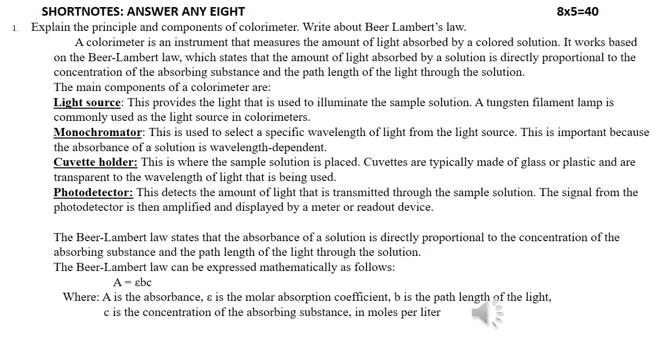Epsilon is the molar absorption coefficient, which is a property of the absorbing substance. b is the path length of the light through the solution, in centimeters. c is the concentration of the absorbing substance, in moles per liter.